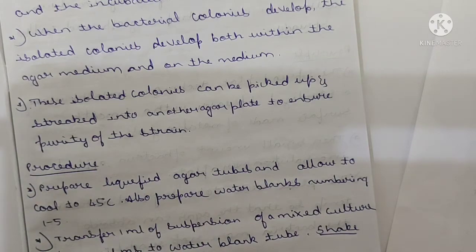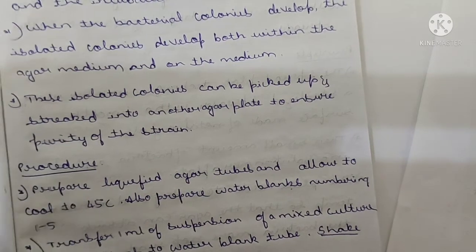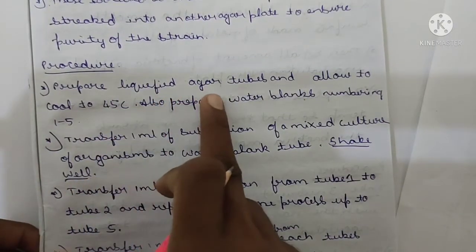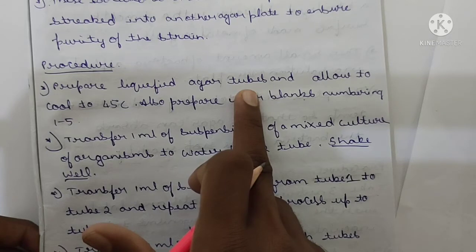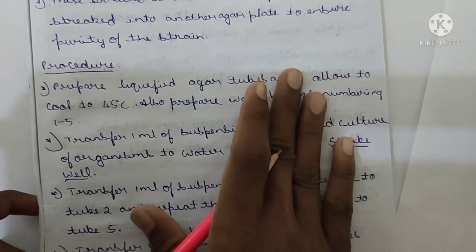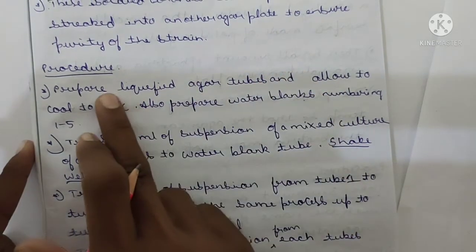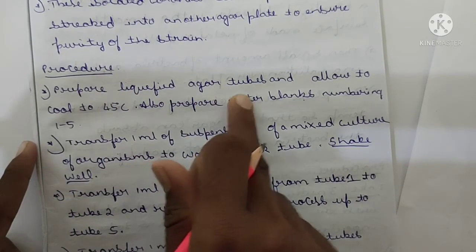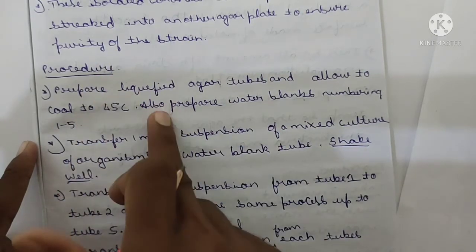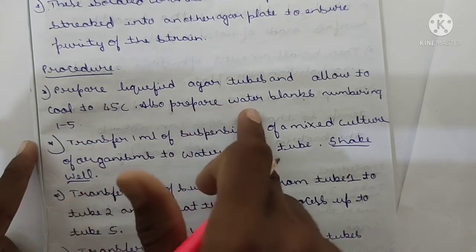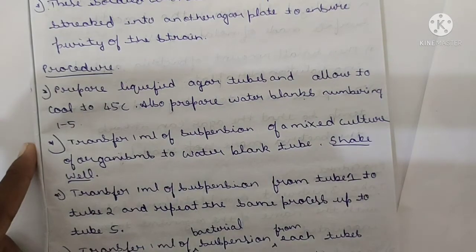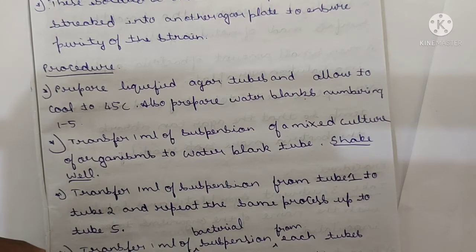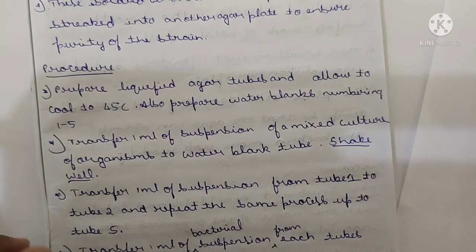Now the main important concept, the procedure, my dear brothers and sisters. Please understand the procedure very clearly, because the procedure plays an important role here. Prepare liquefied agar tubes and allow them to cool to 45 degrees Celsius. Also prepare water blanks numbered 1 to 5.